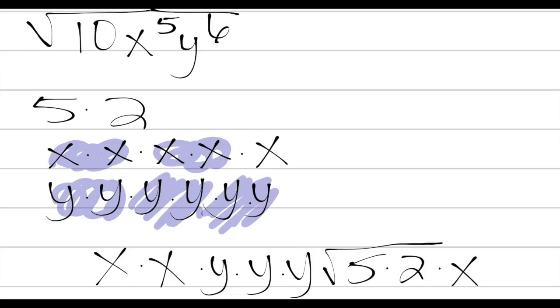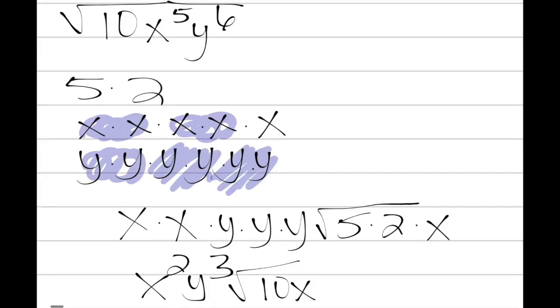Now my next step is to highlight all pairs. So since 5 and 2 don't have any pairs, they do not get highlighted. But I do have 2 pairs of x's and I have 3 pairs of y's. Now, be careful with this next step because it's going to change a little bit, so just bear with me. Just like with the other problems that we have done, any pairs go on the outside and anything that's not a pair stays on the inside of the square root. So I have x times x, y times y times y.